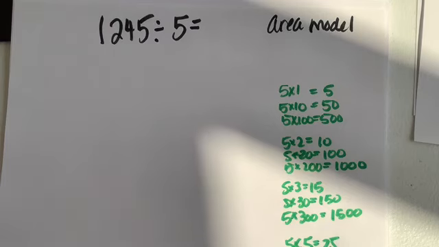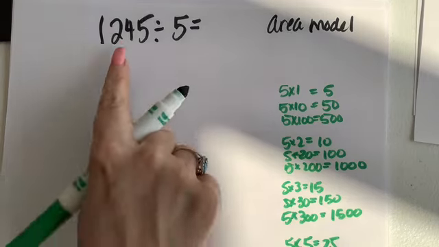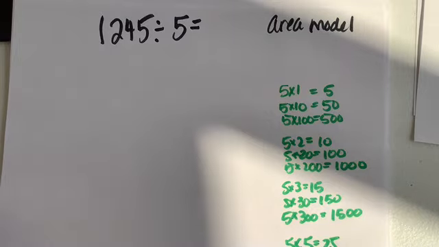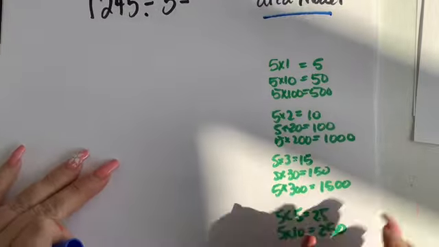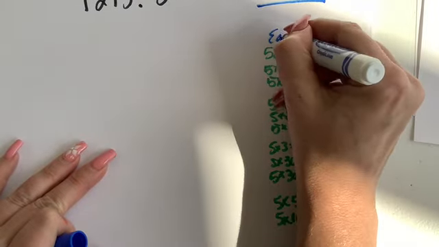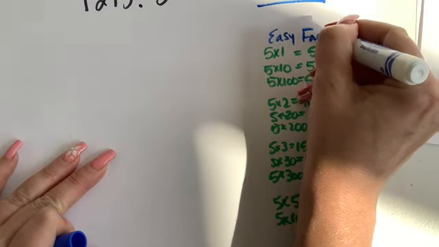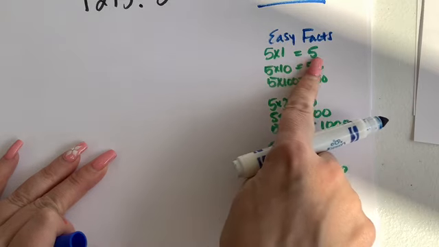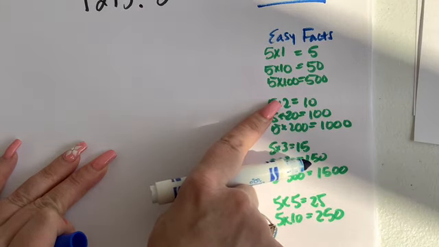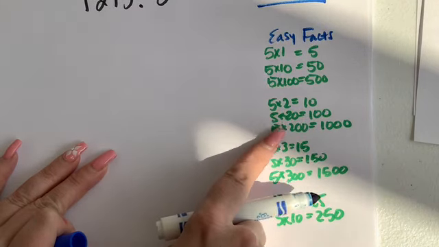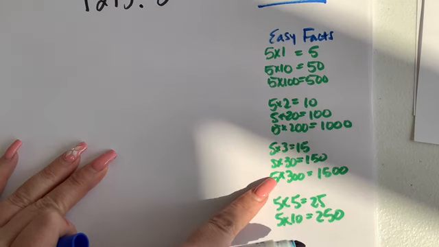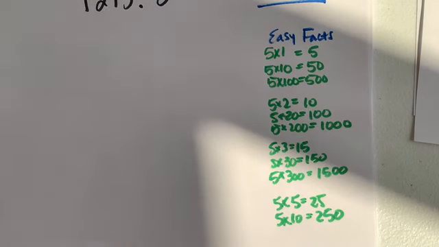We're going to divide 1,245 divided by 5 using an area model. So I have already, for my area model, made my easy facts. So I've done my 5 times 1, and then 10 times greater, and then 100 times greater. 5 times 2 is following the same pattern, 5 times 3, and then my 5 times 5.